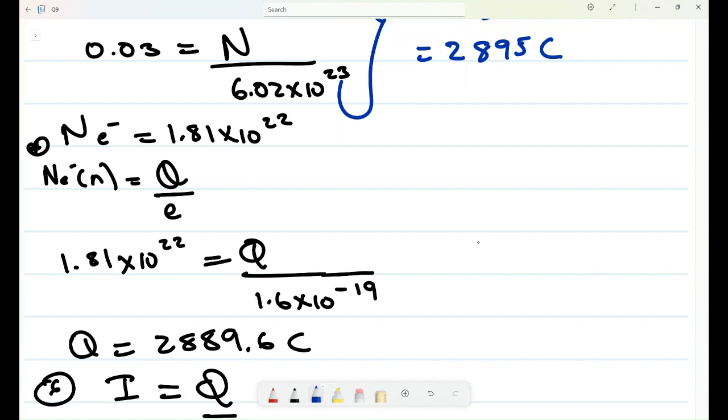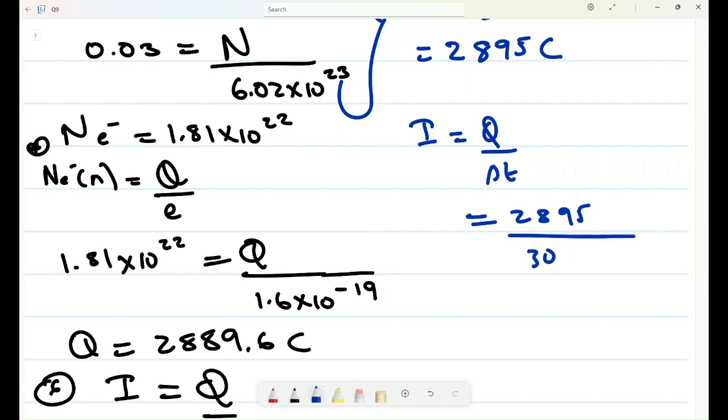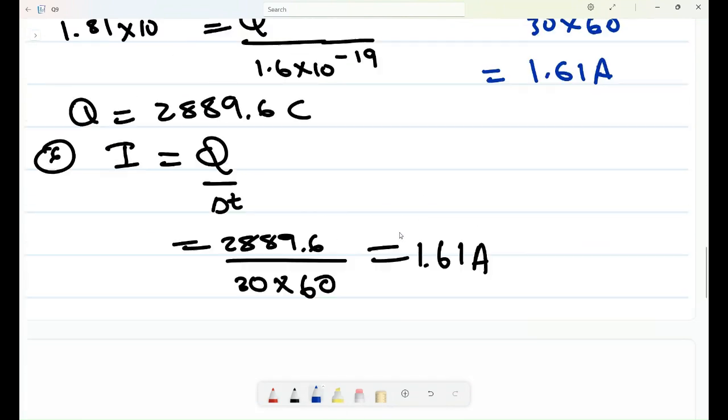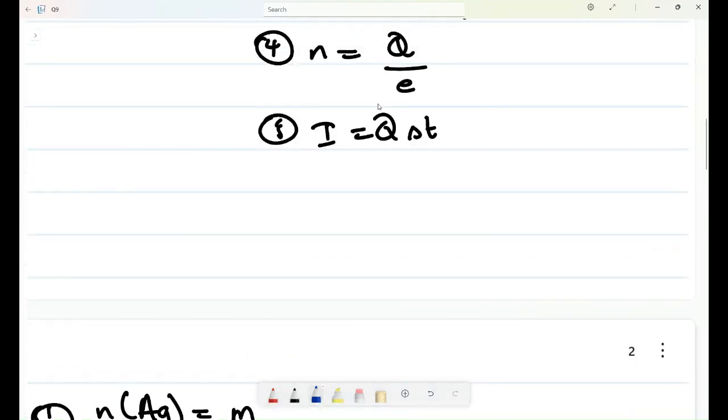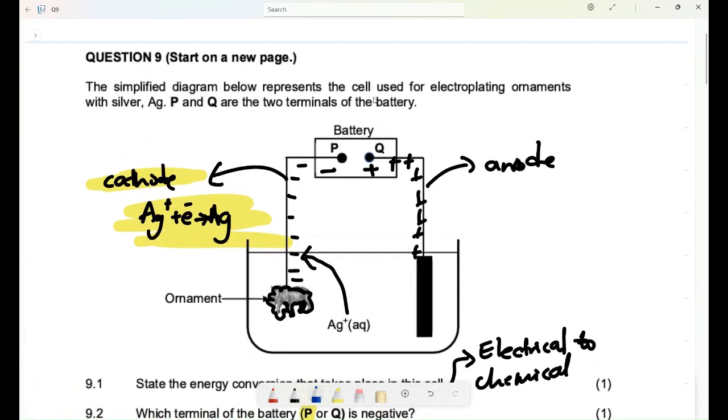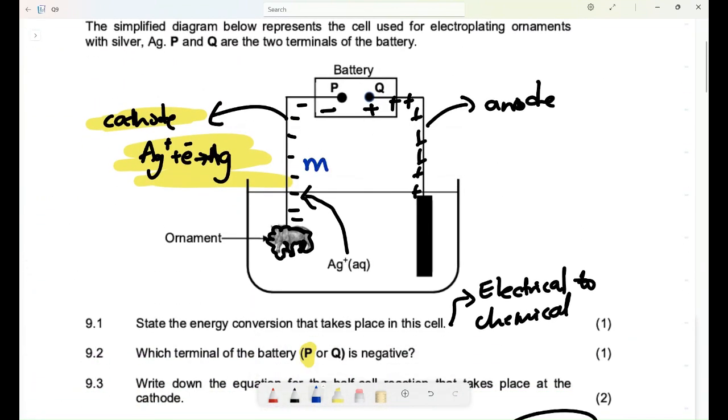So there is a slight difference. Then now you can go directly to Q divided by t: 2895 divided by 30 times 60, you'll get more or less the same answer. Okay, yes. So that's all for electroplating. And remember, the mass here will increase and the mass here will decrease.